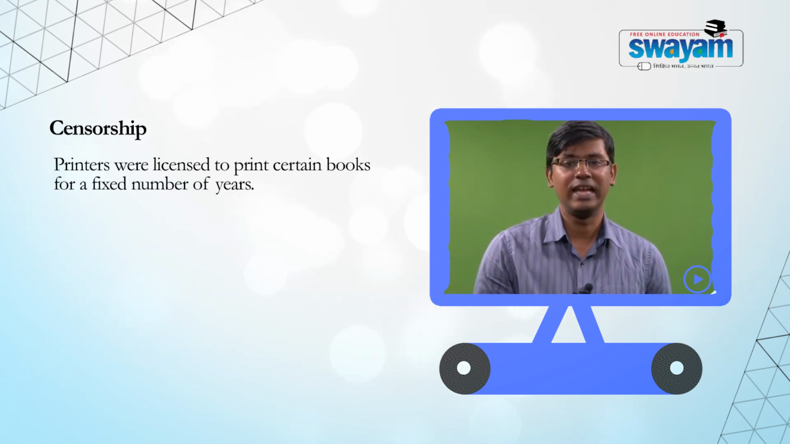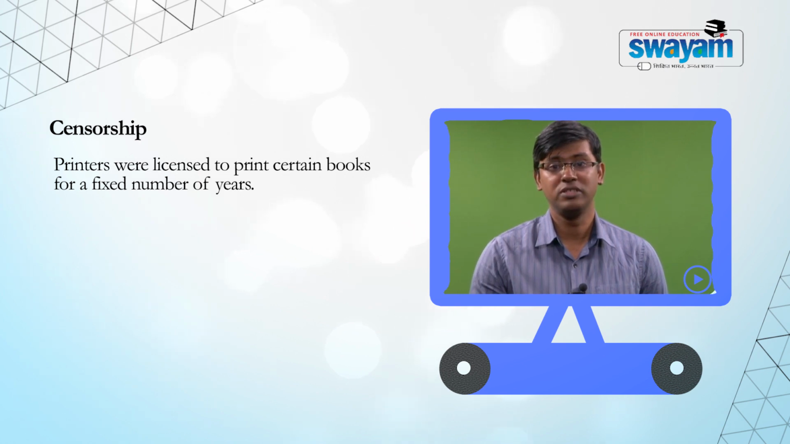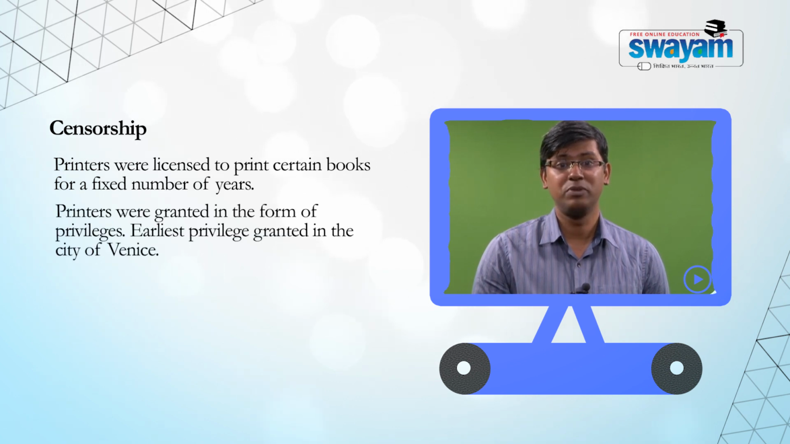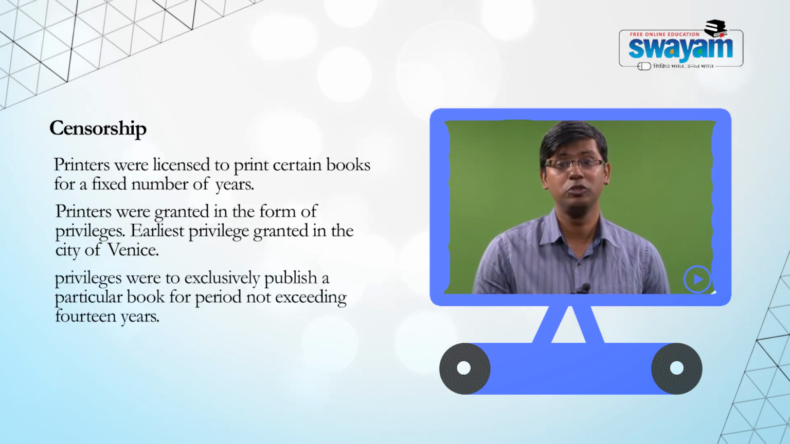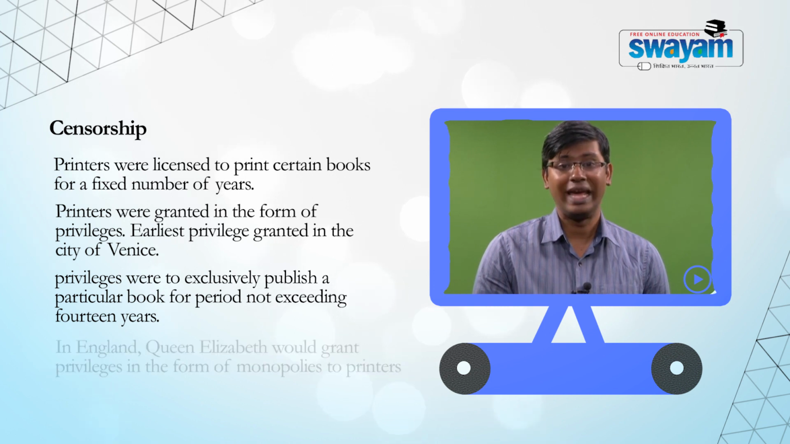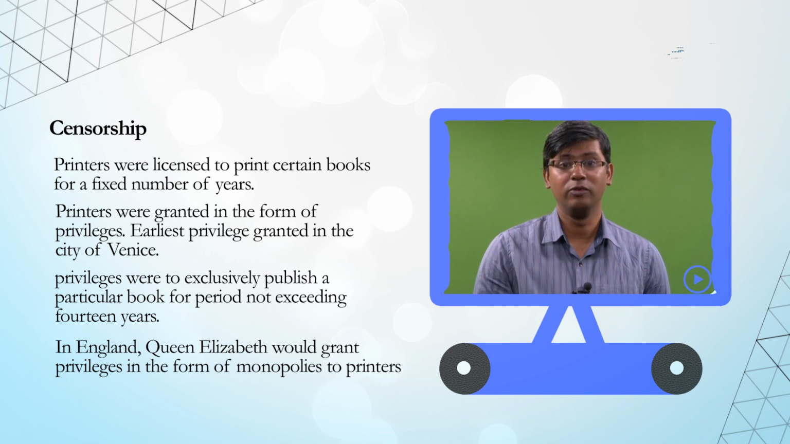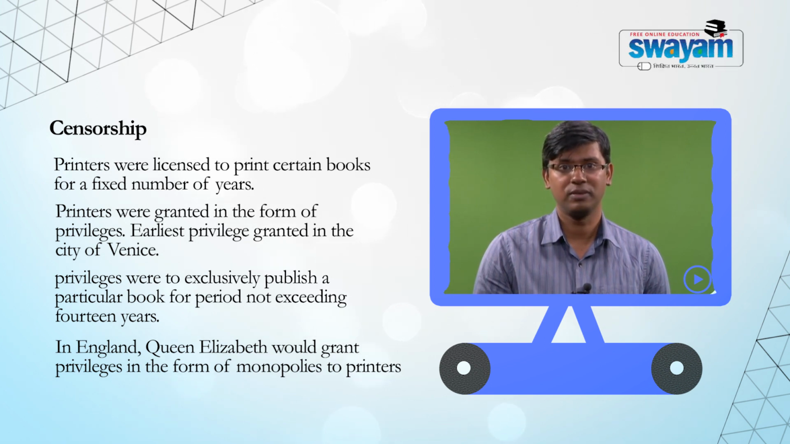Printers were basically licensed to print certain books for a fixed number of years. These were granted in the form of privileges. The earliest privilege was granted in the city of Venice. These privileges would usually be granted to printers to exclusively publish a particular book for a period not exceeding 14 years. In England, Queen Elizabeth would grant privileges in the form of monopolies to printers.